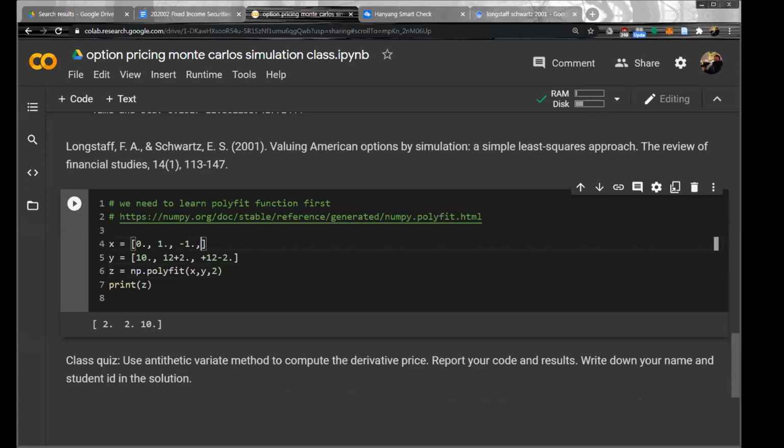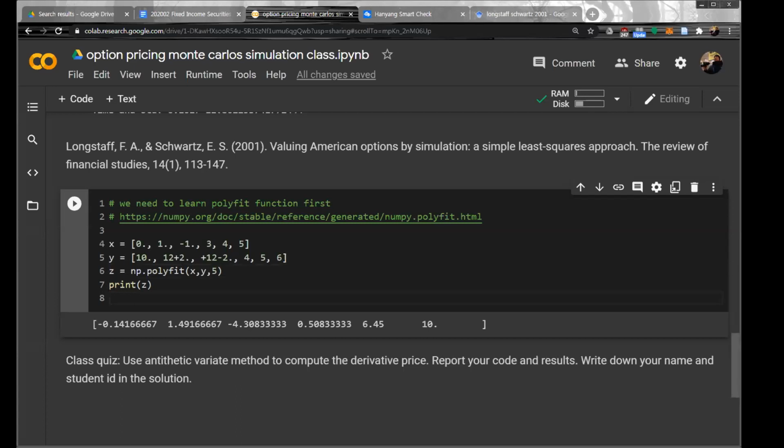Of course, we can make it more general. Now, let me add any number. From now on, it will do its best to find the second-order function that fits those points very well. If we include up to fifth order, yes, we have something like this.